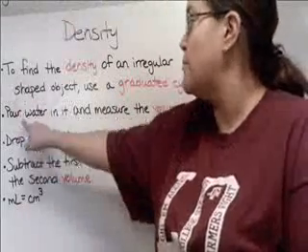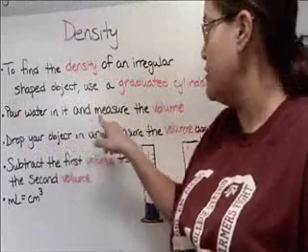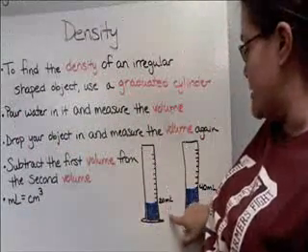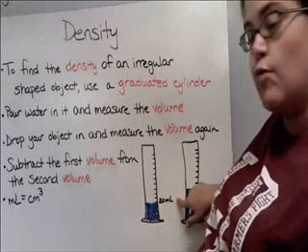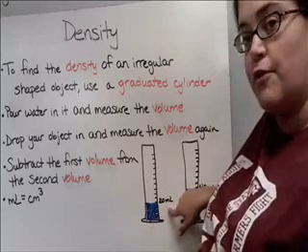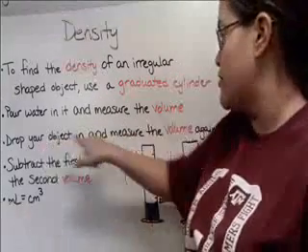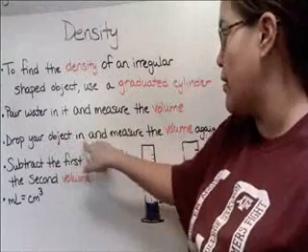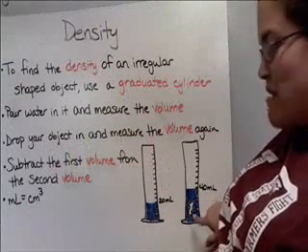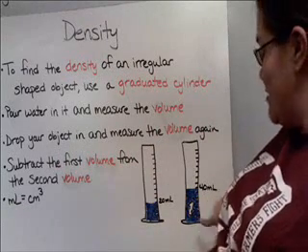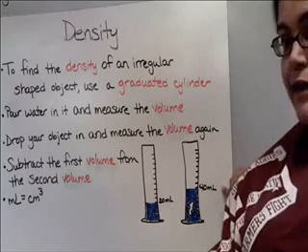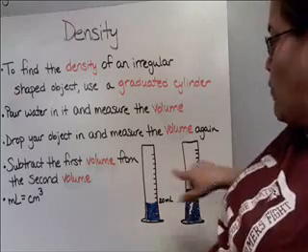So first, you pour water in your graduated cylinder and you measure the volume. So here I've drawn that. This is just a graduated cylinder and it has 20 milliliters of water in it. After you measure the volume of your water, you drop your object in the water and you measure the volume again. So here, that's a rock. This is my rock. I dropped it in the water, and now my water measures 40 milliliters. It went up from 20 to 40.